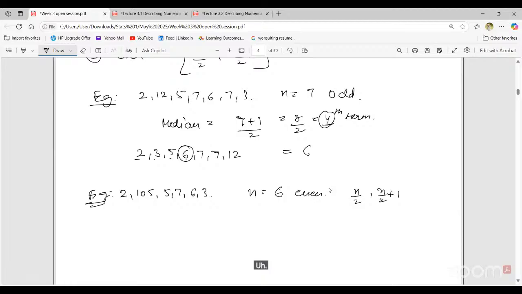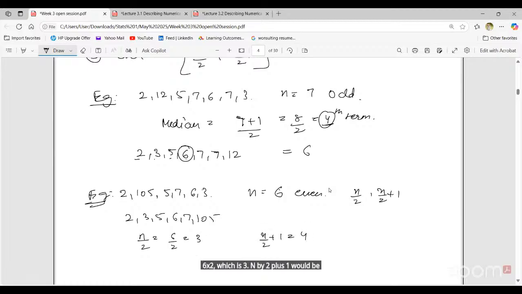Arranging the data in ascending order. So it would be 2, 3, 5, 6, 7, and 105. Correct? Yes, ma'am. Now let's suppose n is 6. So n by 2 would be equal to 6 by 2, which is 3. N by 2 plus 1 would be 4.